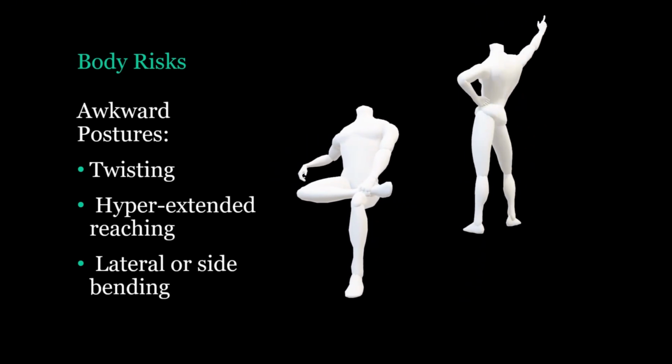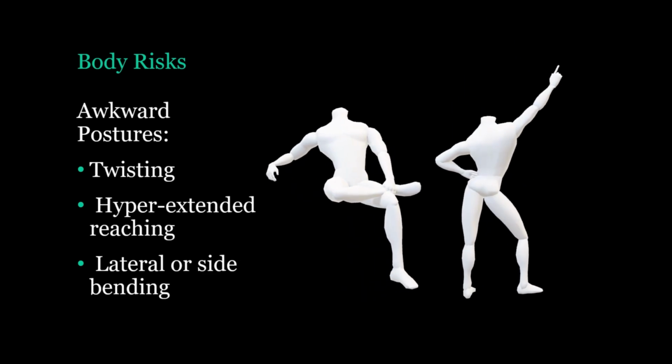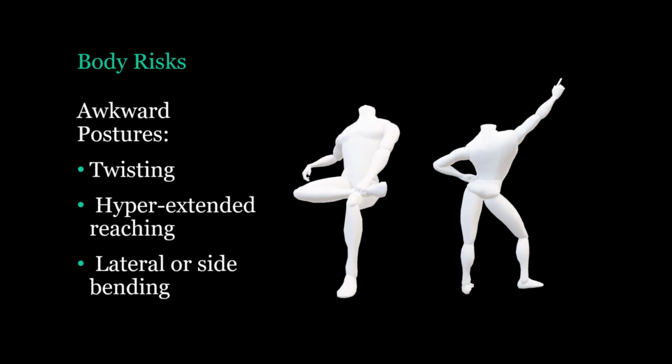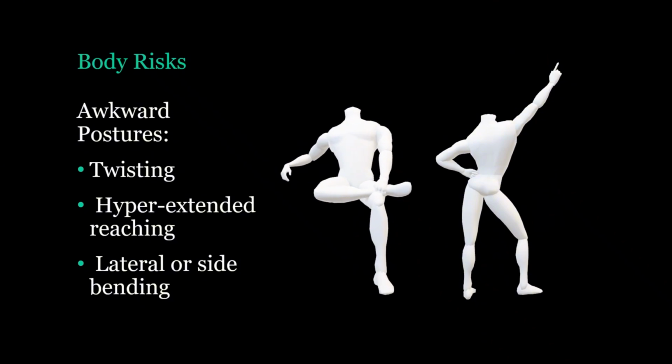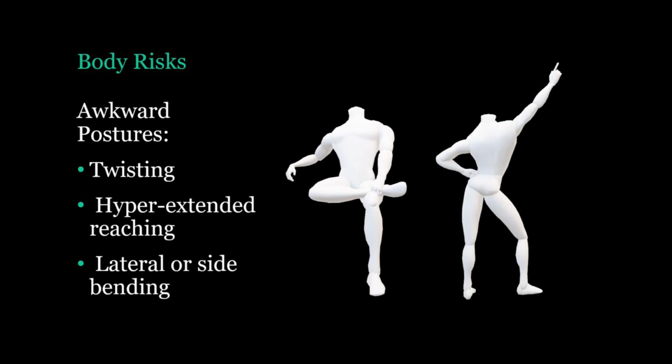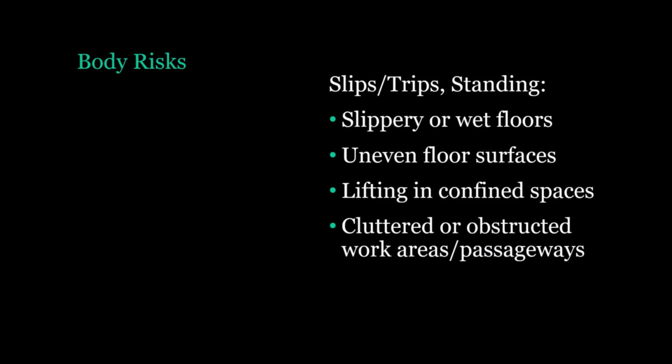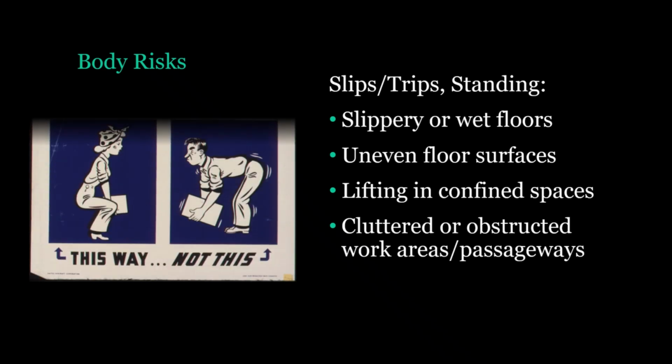So, body risks: twisting, hyperextending, lateral side bending. It's very easy to reach all the way over to a tray to grab an instrument without actually walking to the tray. We really like to stretch and lean, and that's how we can cause some of these injuries. And then other body risks are slips, trips, and standing.